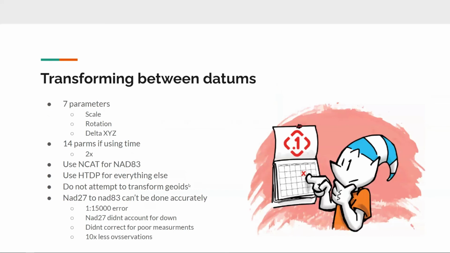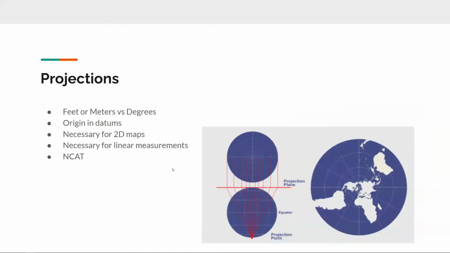So transforming between datums, just real quick here, there's 7 main parameters. You're adjusting for the X, Y, and Z, the rotation on all those axes, as well as the scale itself, just the size of that ellipsoid. If you're doing the time as well, then you can double everything, so you have to account for time, the difference between everything. Again, just to recap those NGS tools, NCAT is used for transforming from NAD 83 to a projection or a different version of NAD 83. Use HTDP for everything else on the NGS website. And if you're trying to go from NAD 27 to NAD 83, just don't do it unless you're comfortable with some error, just because NAD 27 was based on a very old ellipsoid.